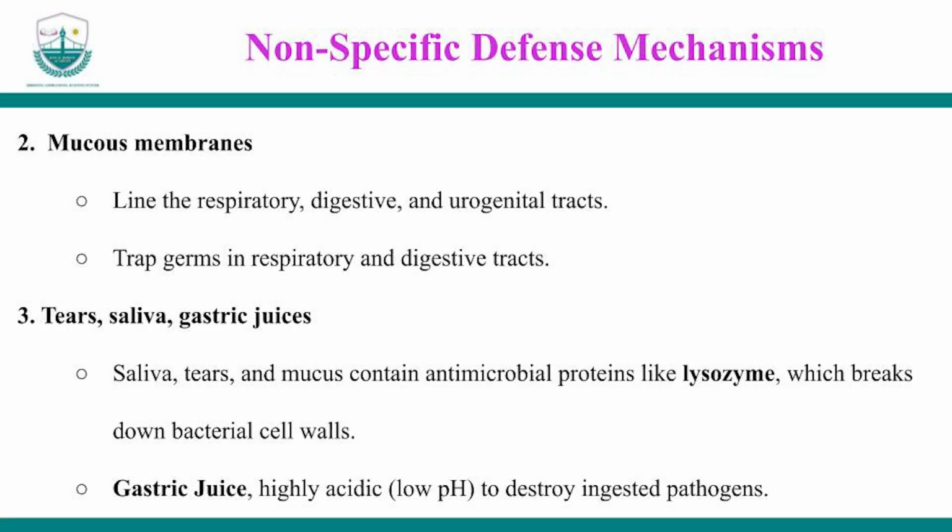The gastric juice in the stomach is acidic, and this is effective in killing any pathogens that might have been ingested with food. So that's the first line. The three things that we have talked about in the first line are the skin, the mucous membranes, and then the secretions.